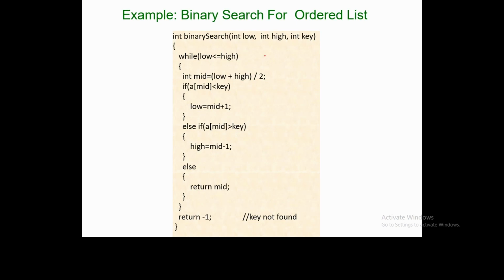Now let's come to the algorithm. This is the pseudo code of this particular algorithm. We are passing here the low, high and the key. Low is the lowest index value, high is the higher index value, and key is the number to be searched. Here we are implementing the logic. While low is less than or equal to high, we find the mid location, that is low plus high divided by 2.